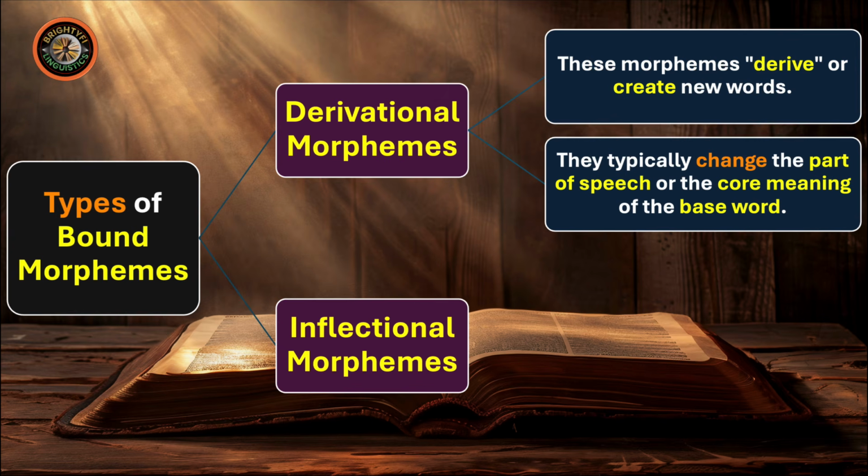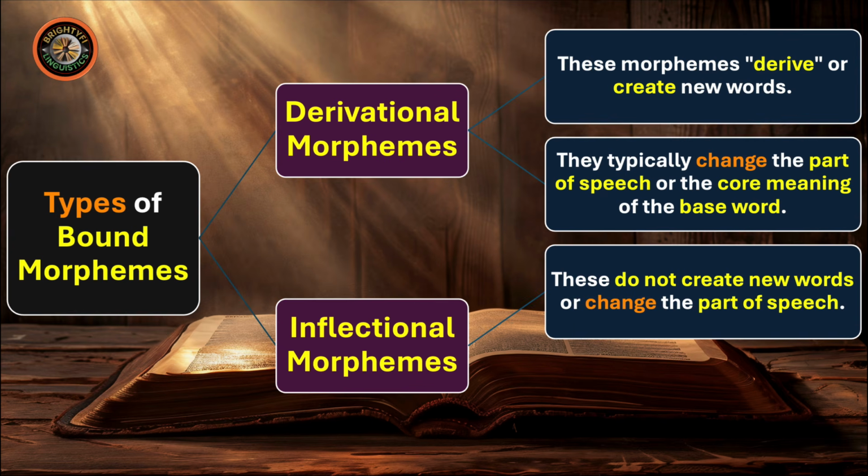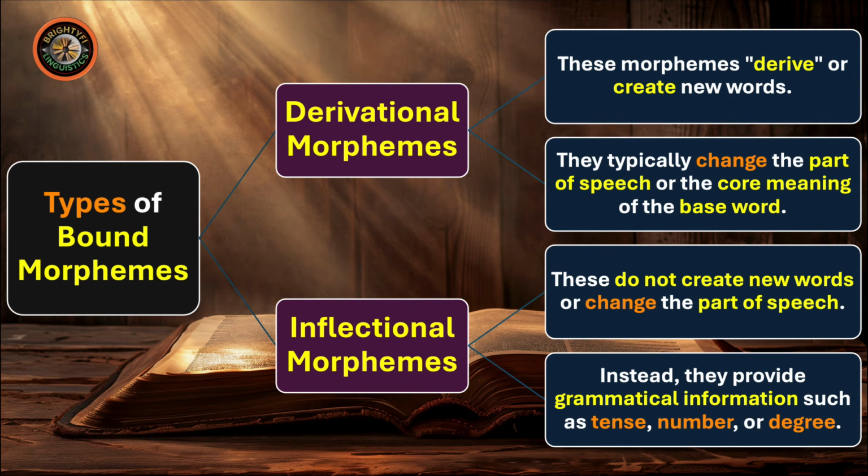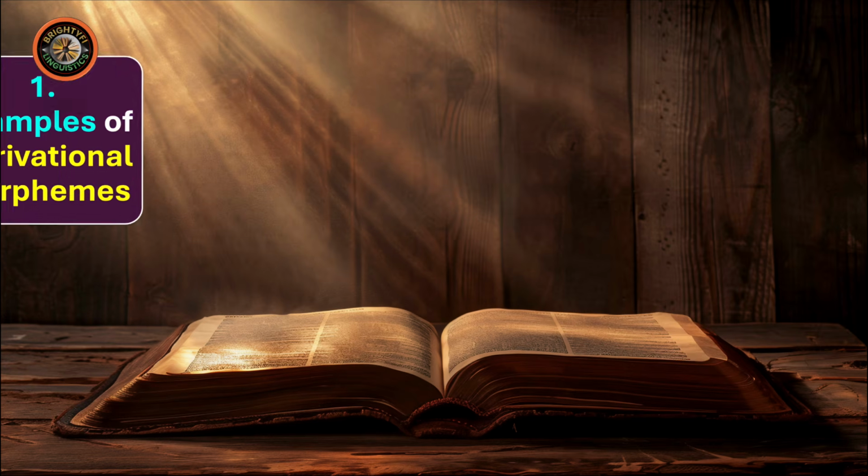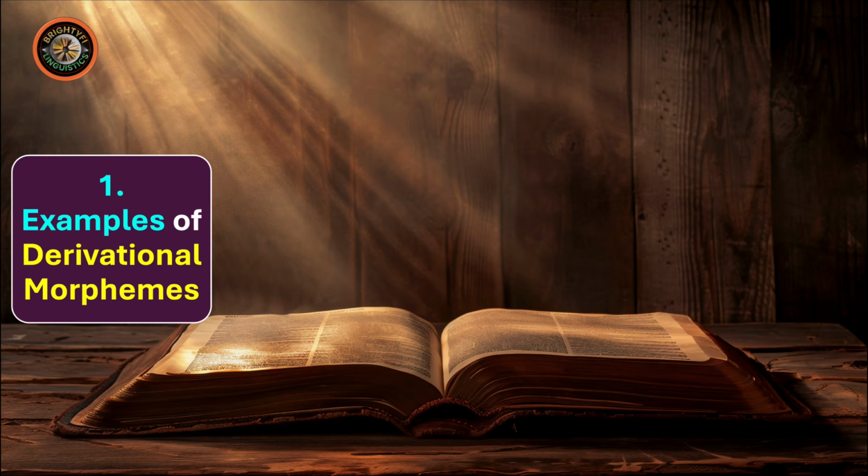Now, we have inflectional morphemes. These do not create new words or change the part of speech. Instead, they provide grammatical information such as tense, number, or degree. Now, let's understand this concept with examples of derivational morphemes.